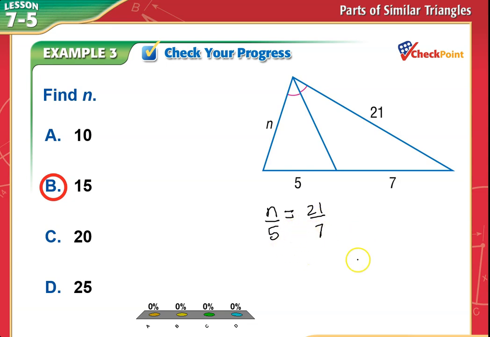Since this is true, we could also have said 21 compared to n is equal to 7 divided by 5. The reason this is sometimes helpful is that what you multiply 7 by to give you 21 must be the same value you multiply 5 by to give you n. So you have to multiply by 3. This is times 3, this is times 3. Therefore, n must be 15.